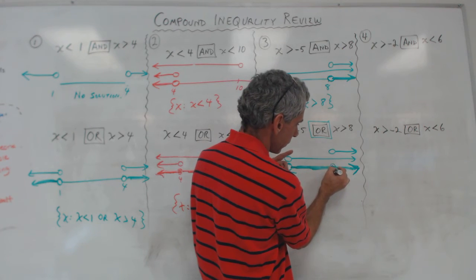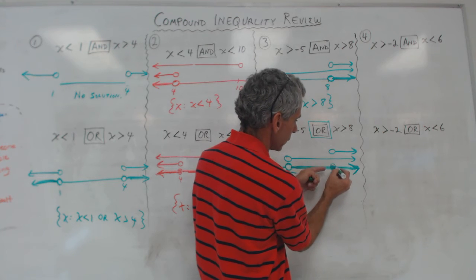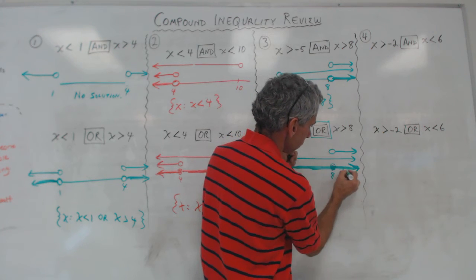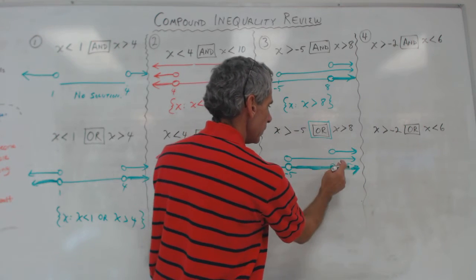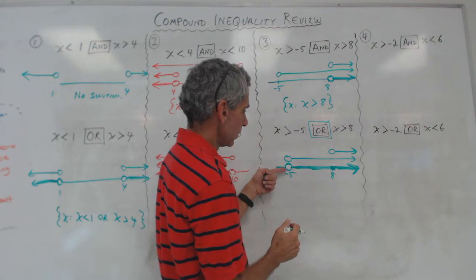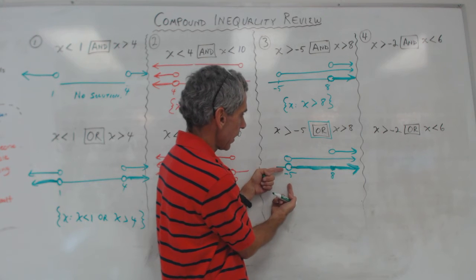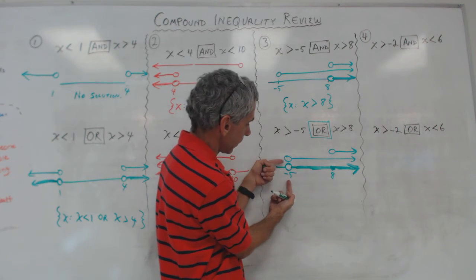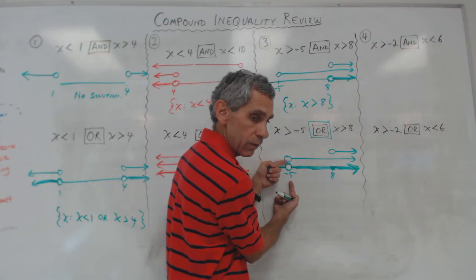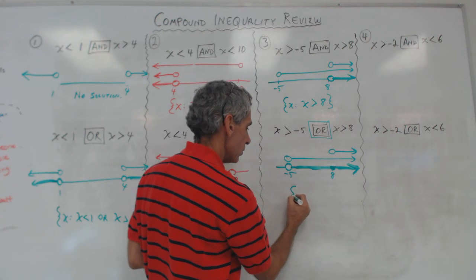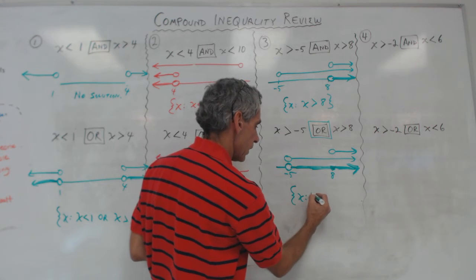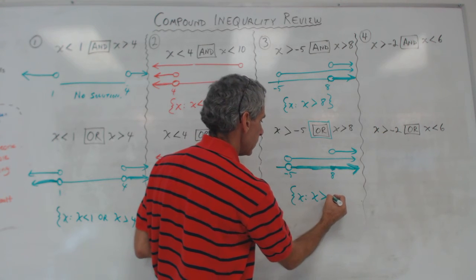So I don't even need the open circle. And it goes to the right, so it still goes to the right, which is already what I had from the other one. So if I had to describe this, I would just say the set of all x's such that x is greater than -5. Goes forever that way, right? So the set of all x's such that x is greater than -5.